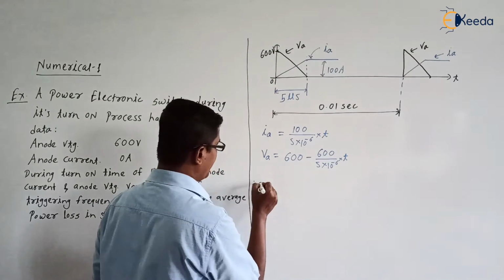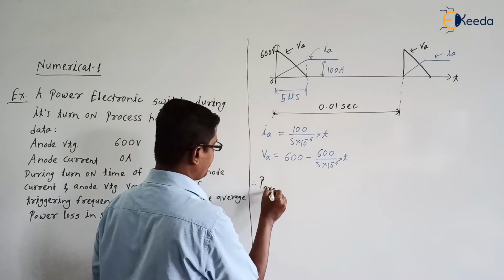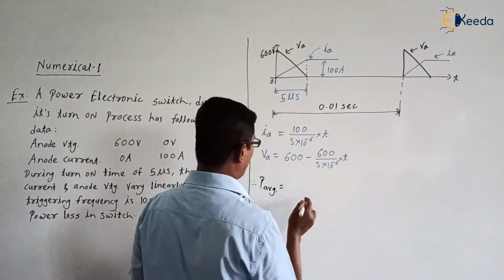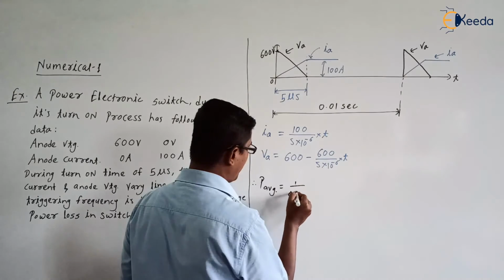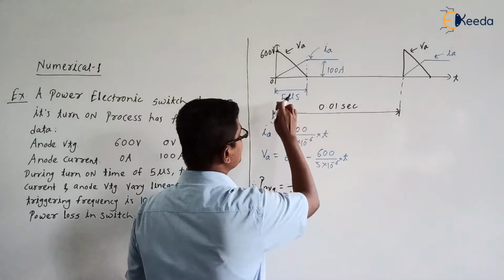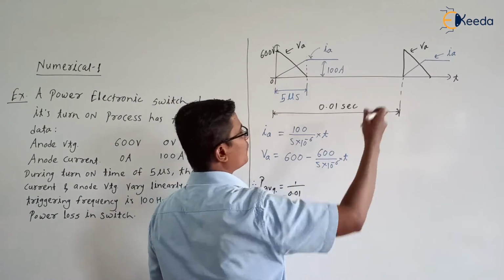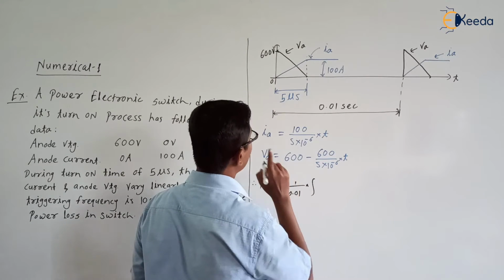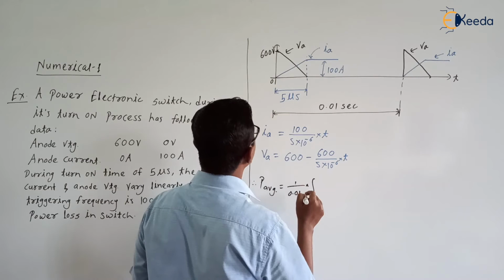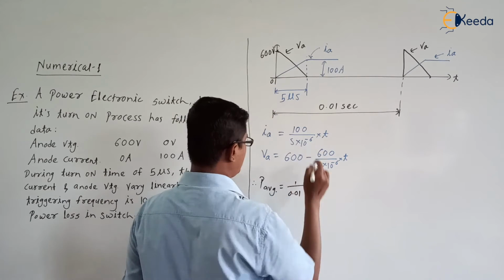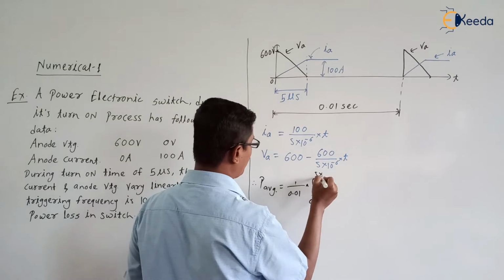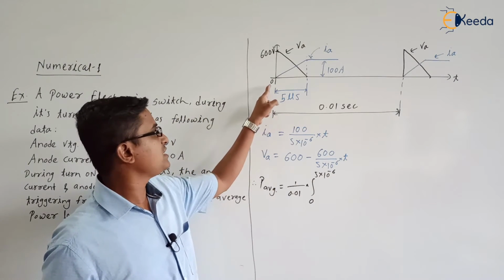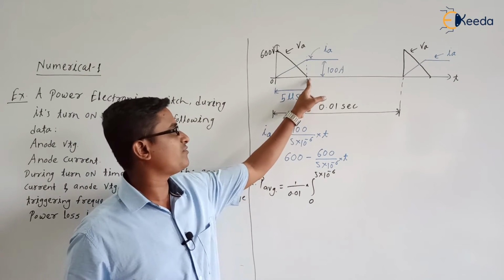Now from this can we write the average power? Therefore average power, P average, is equal to what? Yes, it is 1 upon 0.01, because this waveform is repeating after 0.01 second, into integration from 0 to 5 micro, 5 into 10 to the power minus 6. Are you getting the point?